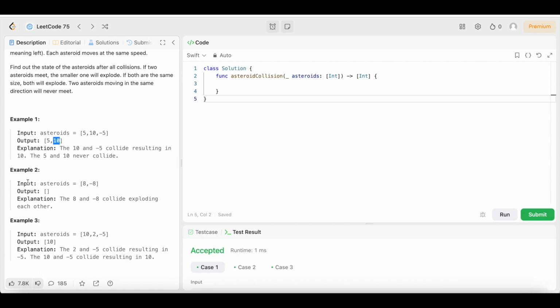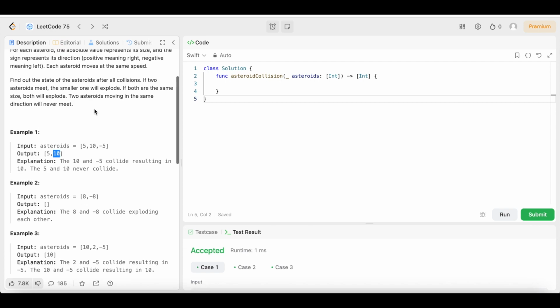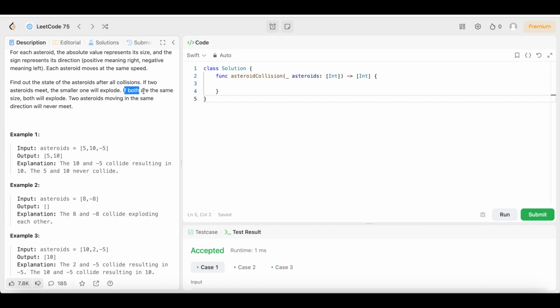In example 2, we have the input asteroids is an array of integers 8 and -8. The output is a blank array. Explanation: the 8 and the -8 collide, exploding each other. So remember, it says right here, if both are the same size, both will explode.